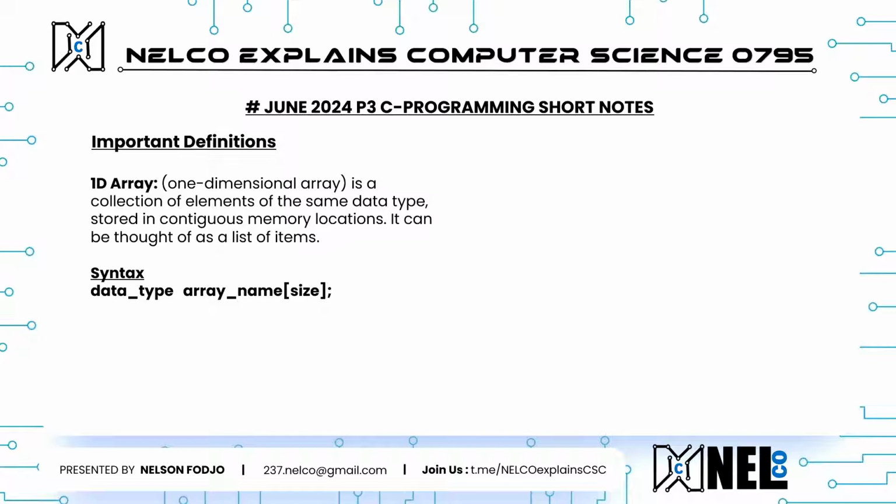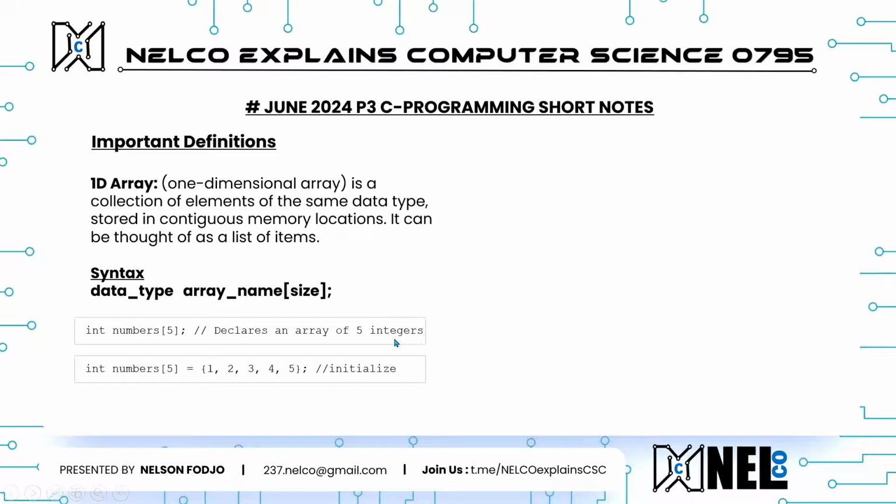So you put the data type here. Next, you go to the array name, which is just the name of your list, then the size. Let's look at an example. int numbers[5] is a declaration of an array which stores 5 integers. Here we have declared it.